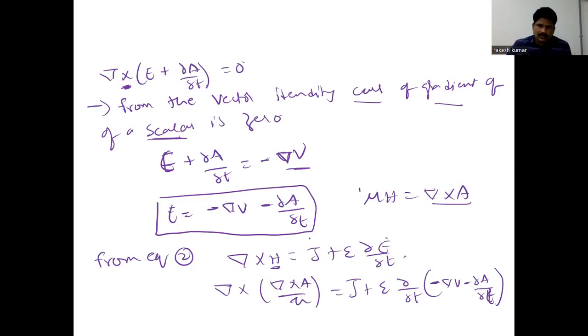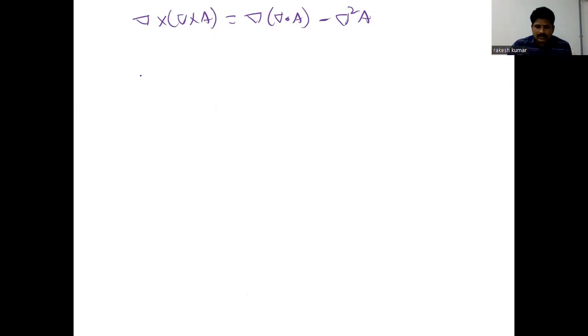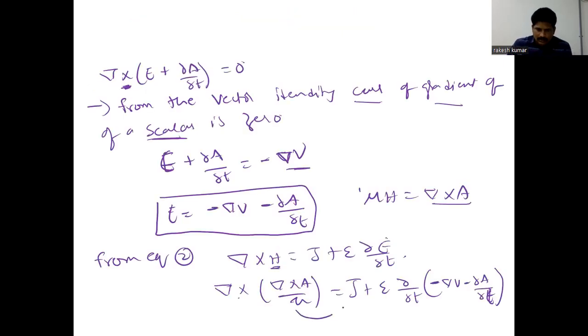We know the formula of the vector potential: del cross del cross A is equal to del of del dot A minus del square A. So the above equation is also in this form. So del cross of del cross A is equal to this one. I can write this expression as del of del dot A minus del square A is equal to, here mu is there, simply move this side.